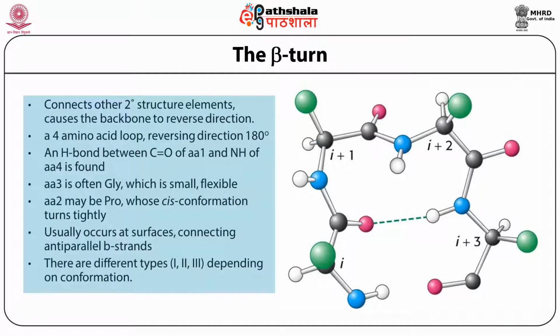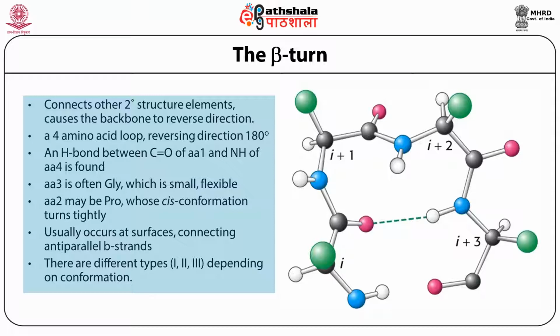Here we discuss the beta turn. You can see the beta turn here in the structure. It is the formation of a hydrogen bond between the first and the i+3 amino acid residue. It connects two other secondary structure elements and causes the backbone to reverse direction.